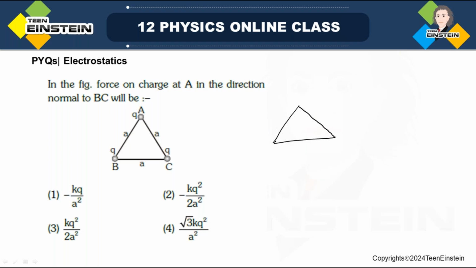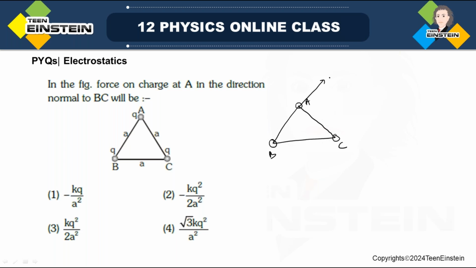Let us say this is an equilateral triangle. So there is a charge over here, here, and here. All the charges are actually the same. So look, this is B charge and this is C. This is A. So this B will actually push in this direction.